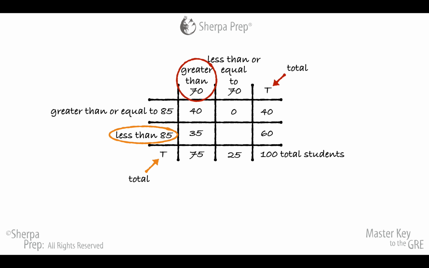At this point, remember our question. We want to know what percent of the class had scores greater than 70, but less than 85. Well, as we just saw, we have a total of 100 students. 35 of them have scores greater than 70, but less than 85. In other words, 35 out of 100 students have scores greater than 70, but less than 85. Well, 35 out of 100 is 35 over 100, which equals 35%. And there you go. That's the reason here that 35% is the correct answer.